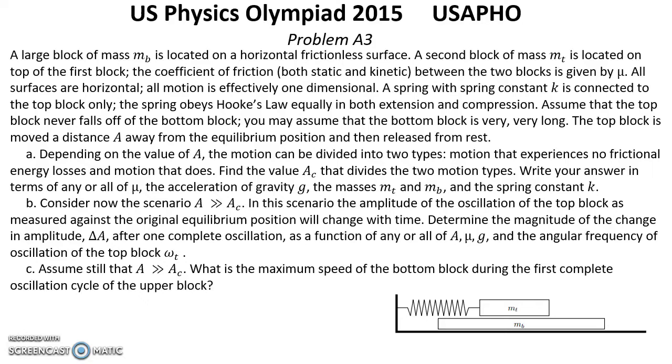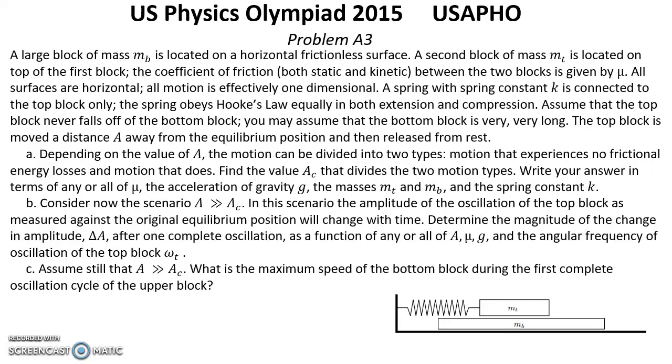A large block of mass MB is located on a horizontal frictionless surface. A second block of mass MT is located on top of the first block. The coefficient of friction, both static and kinetic, between the two blocks is given by μ. All surfaces are horizontal. All motion is effectively one-dimensional.